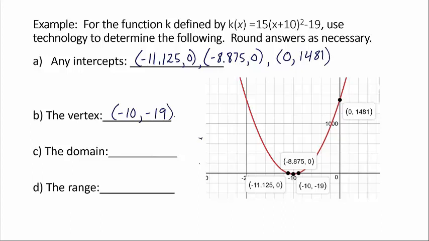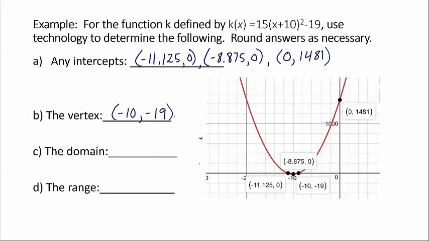Now, a fun fact about the vertex. This quadratic was given in what we call vertex form. So you notice the 15 times x plus 10 quantity squared minus 19. So negative 10, negative 19 is the vertex of the parabola when it's in that form. Okay, well that's a fun fact.